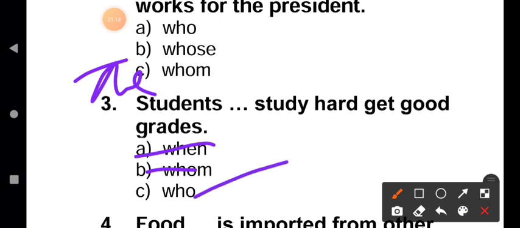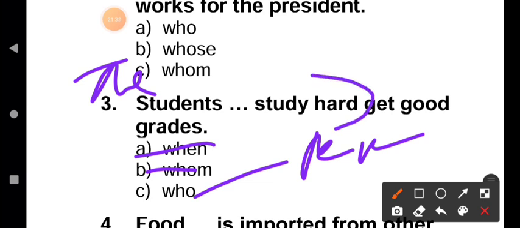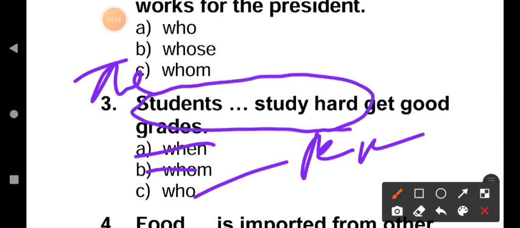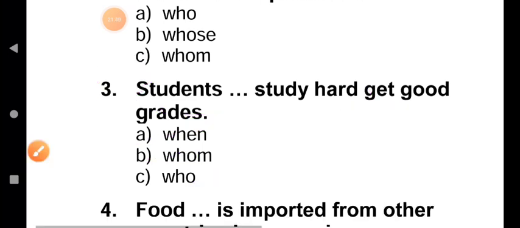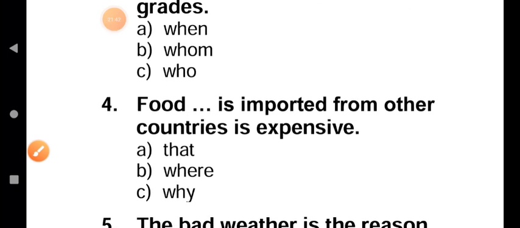The students who study hard get good grades. For persons, for people, we use who. The students who study hard, the entire phrase functions as the subject of this sentence. Get is a verb. Get good grades. It's simple present tense. And then we go to the fourth one.